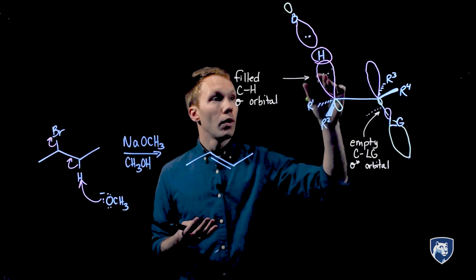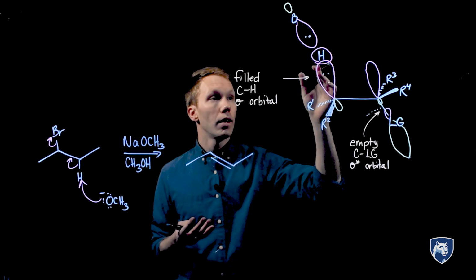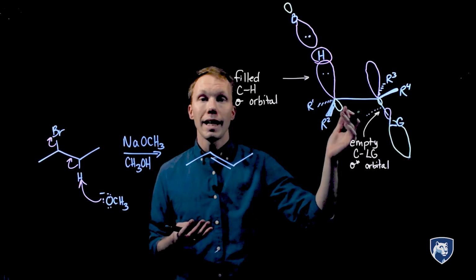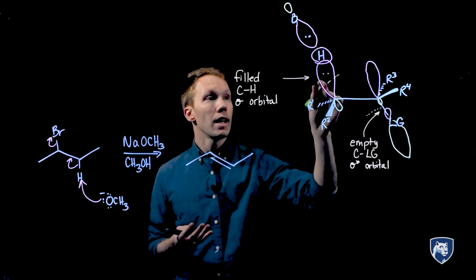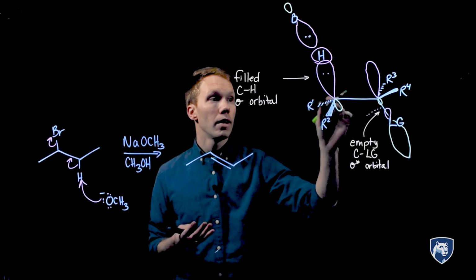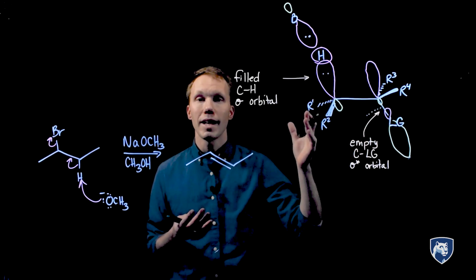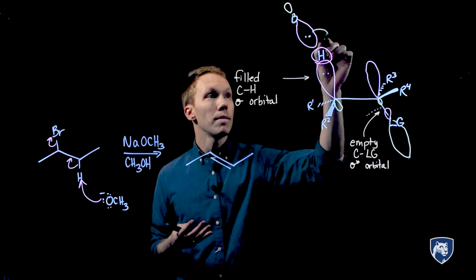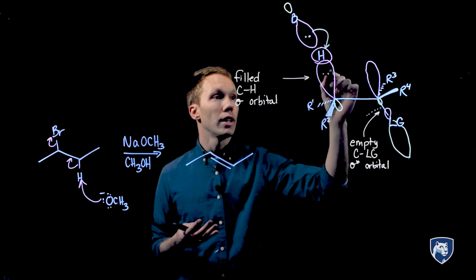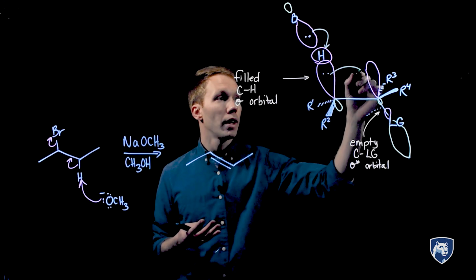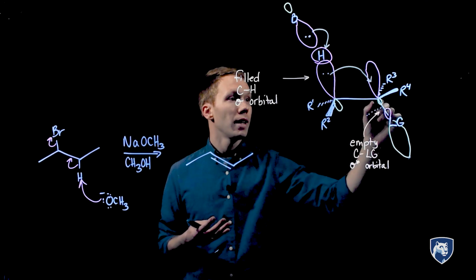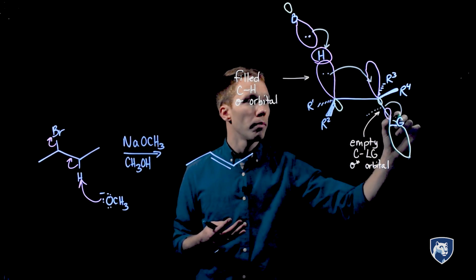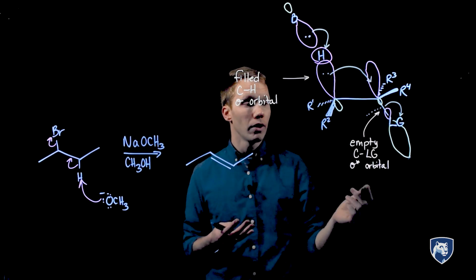In order for these orbitals to overlap, the carbon-hydrogen and carbon leaving group bonds must be anti-periplanar. Anti meaning that they are on opposite faces of the molecule, and periplanar meaning that they are in approximately the same plane. So as the base deprotonates the beta hydrogen, these bonding electrons form that pi bond, and as that antibonding orbital is filled, the carbon leaving group bond breaks and that leaving group leaves.